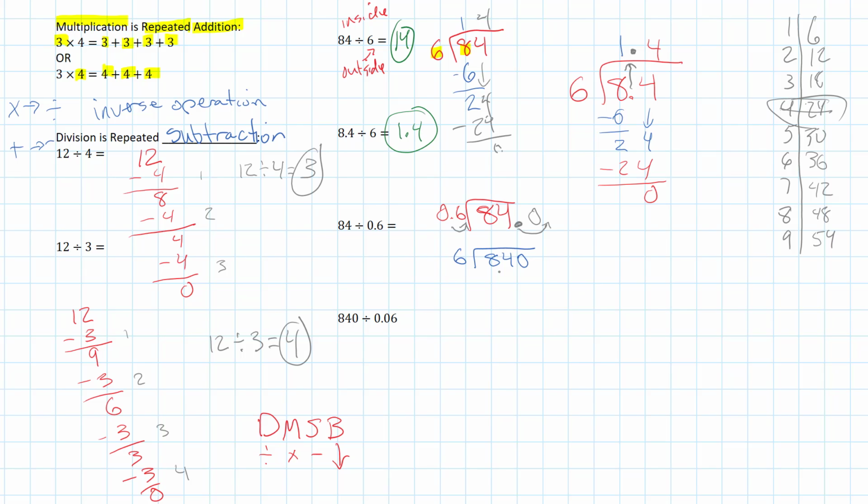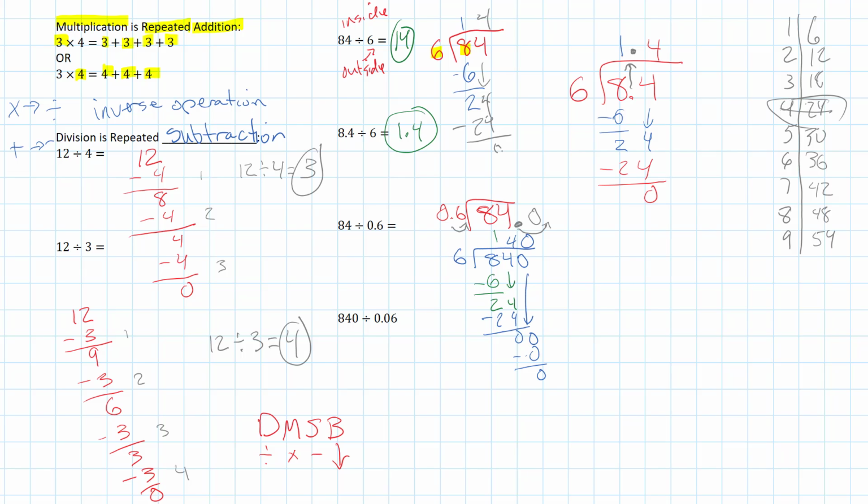6 goes into 8 once. 1 times 6 is 6, and I subtract to get a 2. I bring down. 6 goes into 24. Let's see, that was 4 times. 4 times 6 gives me 24, minus, and I bring down the 0. 6 goes into 0 a total of 0 times. When I multiply, I get a remainder of 0. That kind of was expected, wasn't it?